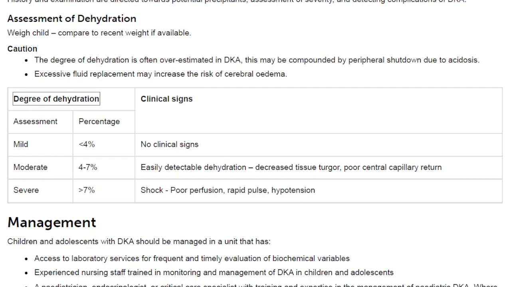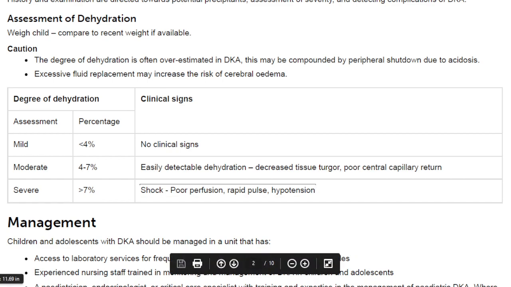Degree of dehydration. Assessment. Mild. Percentage. Less than 4%. Clinical signs. No clinical signs. Assessment. Moderate. Percentage. 4 to 7%. Clinical signs. Easily detectable dehydration, decreased tissue turgor, poor central capillary return. Assessment. Severe. Percentage. Greater than 7%. Clinical signs. Shock, poor perfusion, rapid pulse, hypotension.